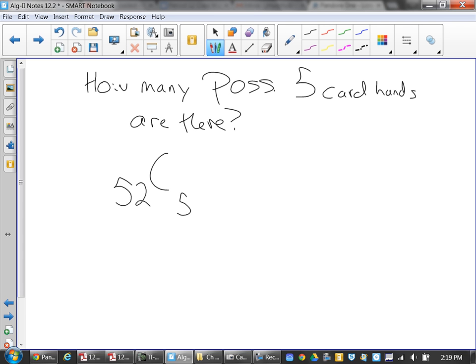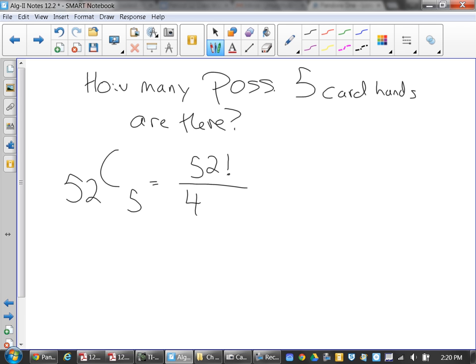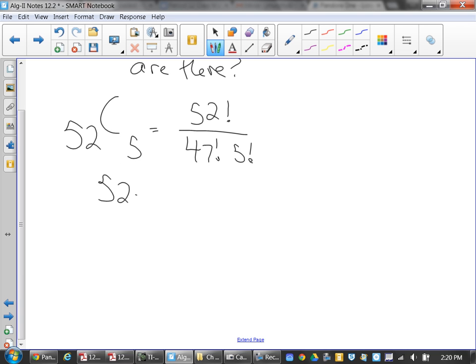Now, I want to show you again how extremely simple it is to write this out in long form. You get 52 factorial over 52 minus 5, which is 47 factorial, and 5 factorial. You guys okay with just writing it as 47 factorial? If I go to write that out in long form, what's my numerator going to be? 52 to what? Oh, 52 to 48. So 52, 51, 50, 49, and 48. Why can I stop?